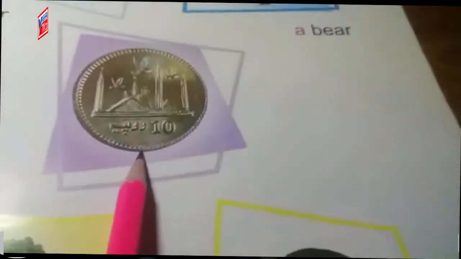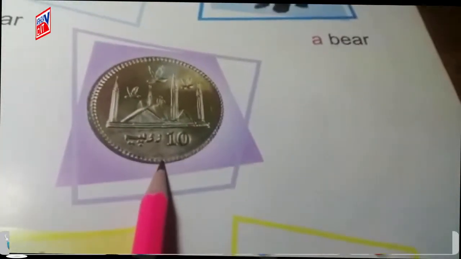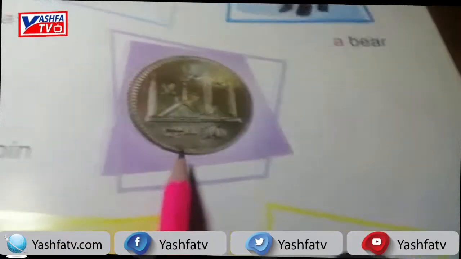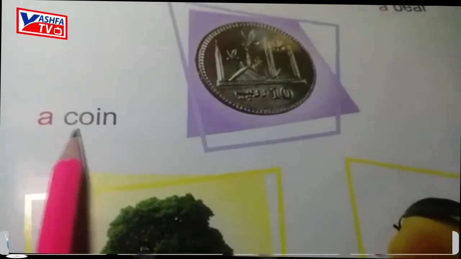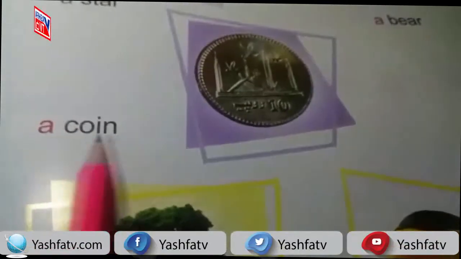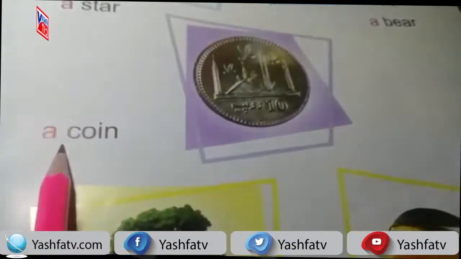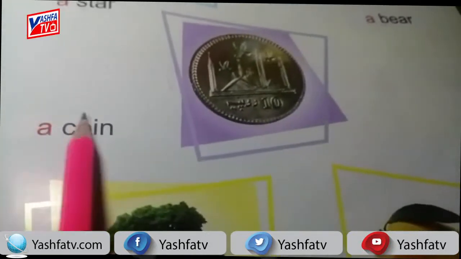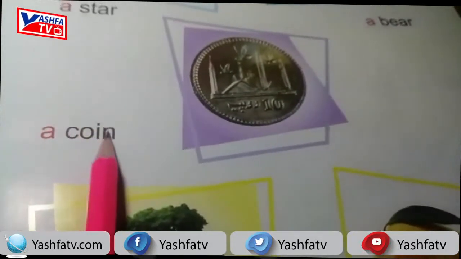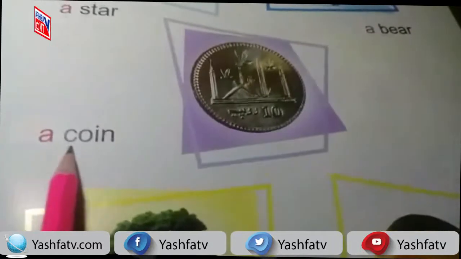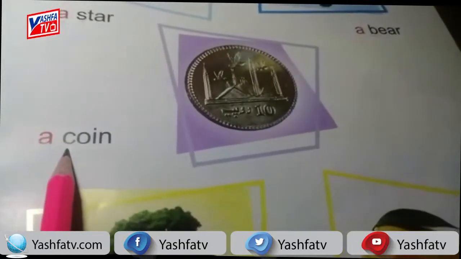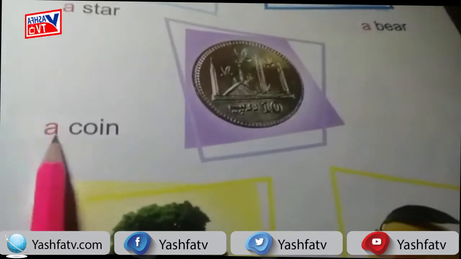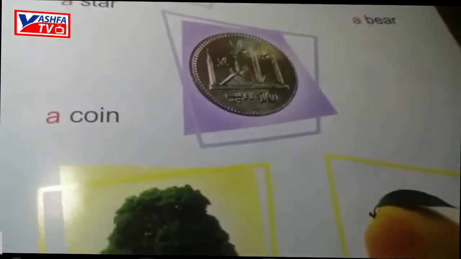Next, what is this? It's a coin, and coin starts with the letter C, and C is a consonant. Coin is a noun. Here article a points out the noun. And the first letter of the coin is C. C is a consonant. That's why here a is used.